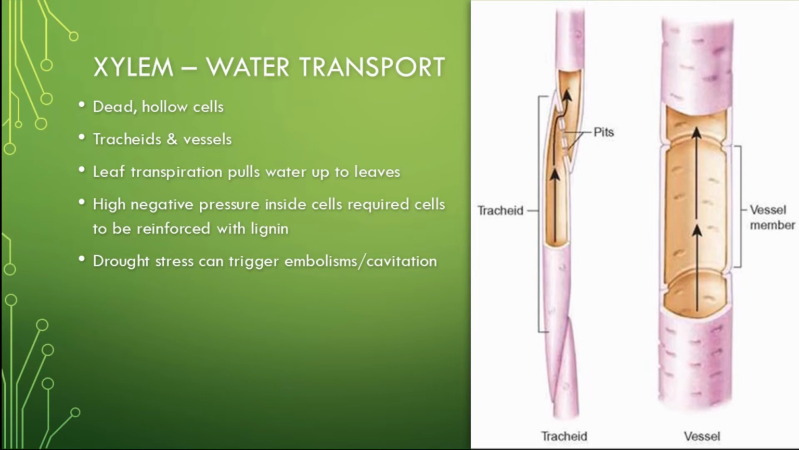This process generates high negative pressure within the xylem cells. Therefore, xylem cells are reinforced with lignin for strength and structure. In drought situations, higher pressure or water tension can cause the water column to break, which incorporates air into the xylem. This is referred to as an embolism or cavitation and restricts further movement of the water through the xylem, worsening the ability of the plant to remain hydrated.